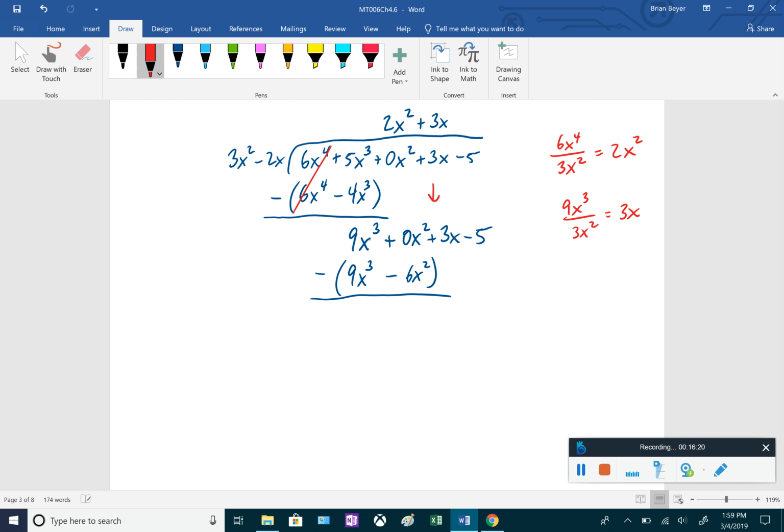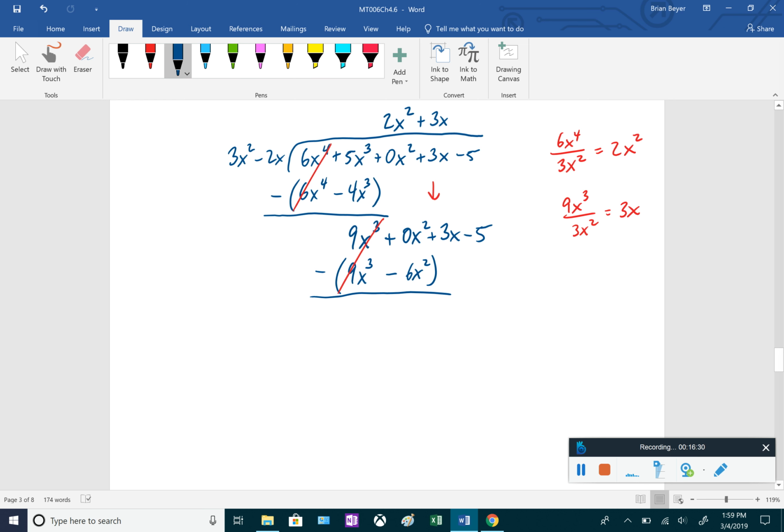The cube terms cancel. So now you can see why we have that x squared term in there with the 0x squared, because it lines up with the other one that we just put in there. So it's 0 minus negative 6. 0 plus 6 is 6x squared. Bring down those other two. And it looks like this is going to be the last time we could do it. 6x squared divided by 3x squared equals 2. So that's going to be plus 2.